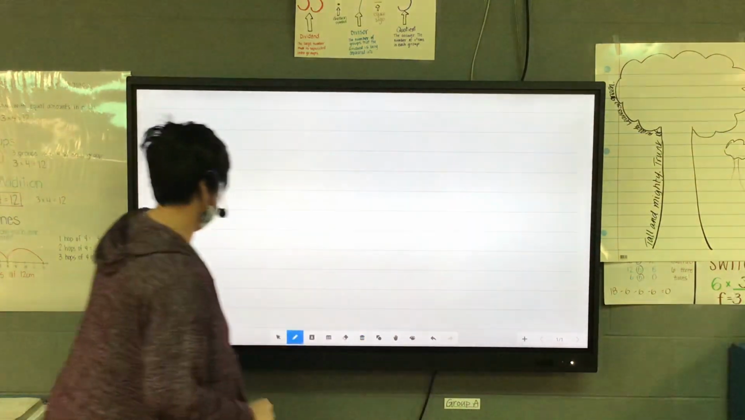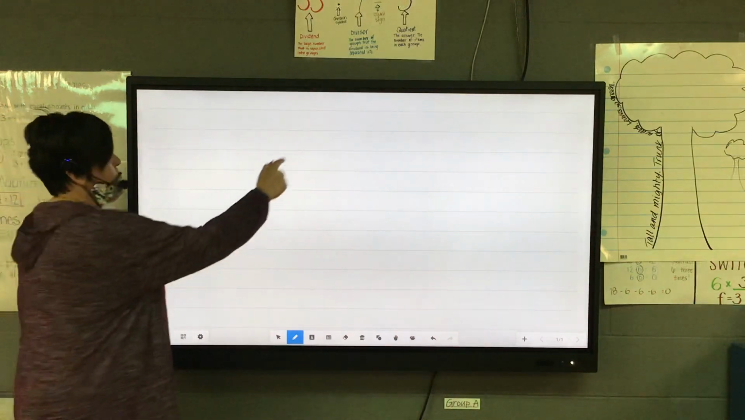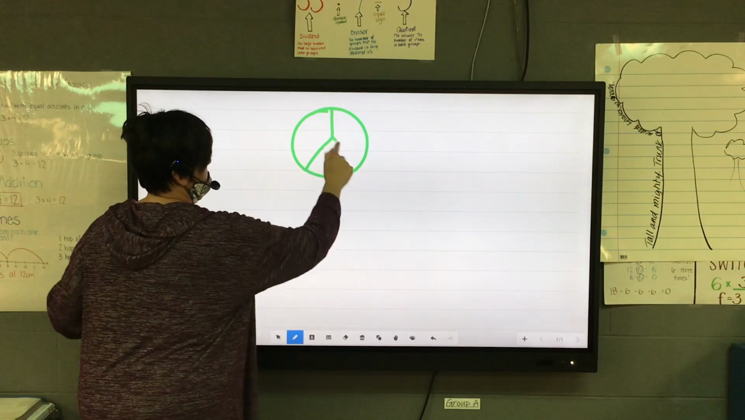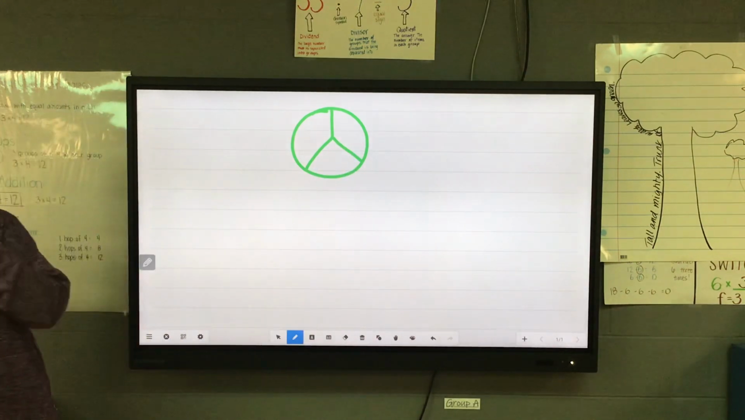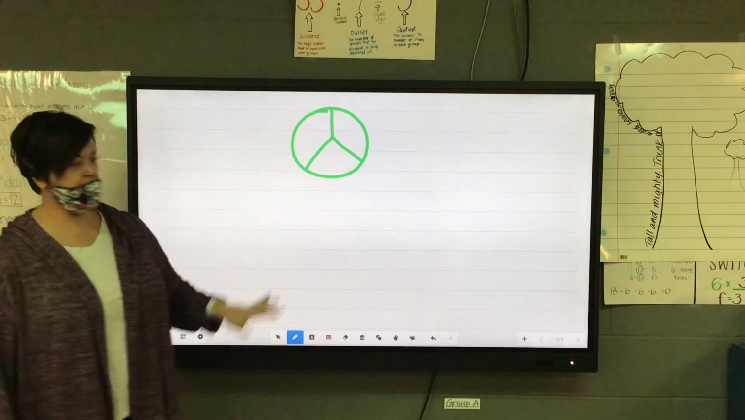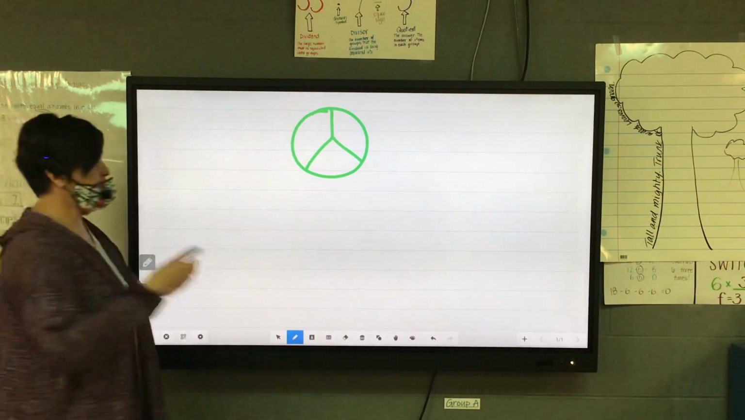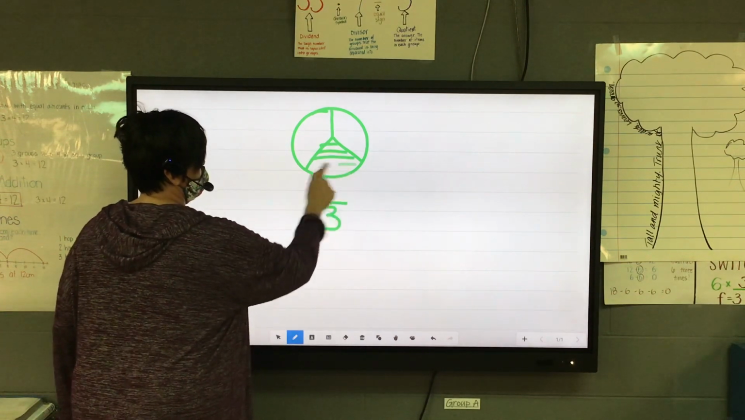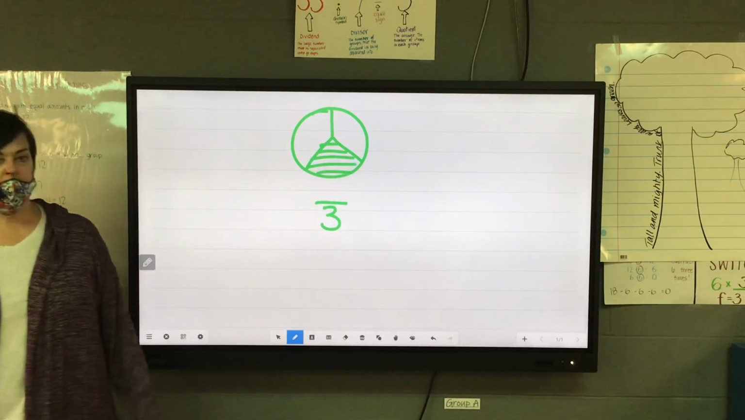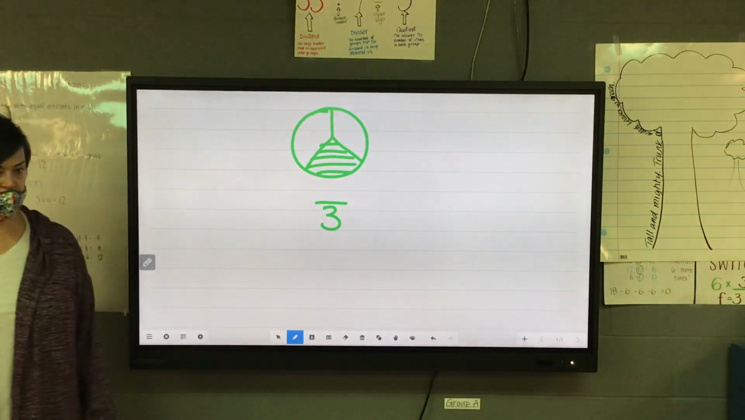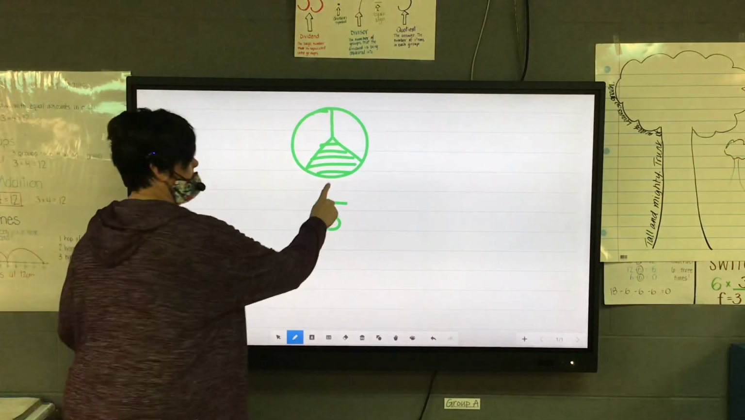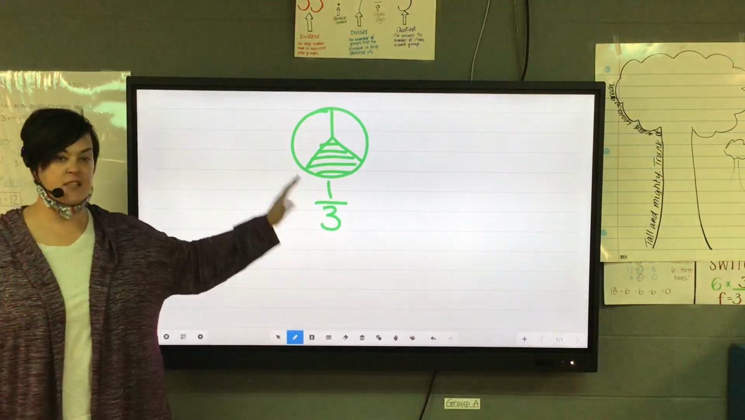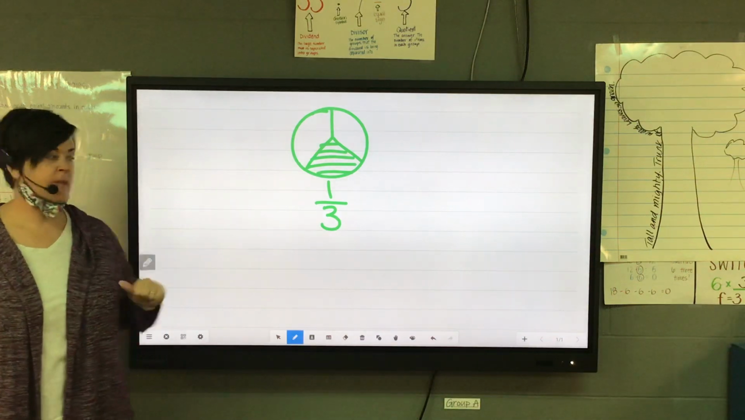Okay, now, let me get rid of that. You might also see something like that. How many equal parts are in the whole thing? 3. If you eat that much of the pizza, how much of it did you eat? 1. You ate 1 of the 3 parts. This fraction, we would say it as 1/3. Okay?